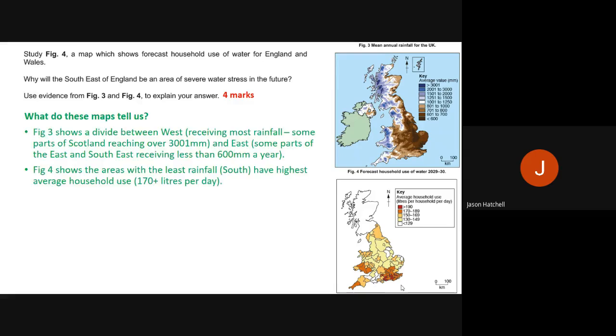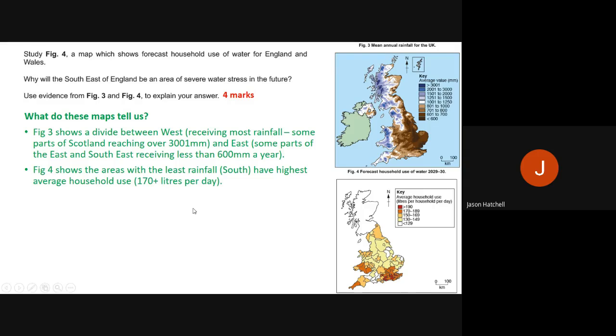So the map has told us lots of key things there, and we've got the key to be able to use in our answer. So let's look at what the map told us. As I said before, figure 3 shows the west receives the most rainfall, and Scotland even reaches over 3,000 millimeters in some places, whereas the east receives much less at around 600 millimeters a year in some places. Figure 4 also shows that the least amount of rainfall is in the south, but the average household usage of water every year is the highest at 170 plus.